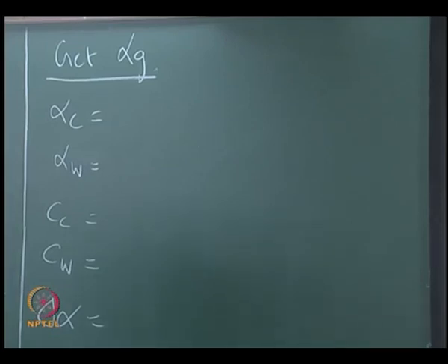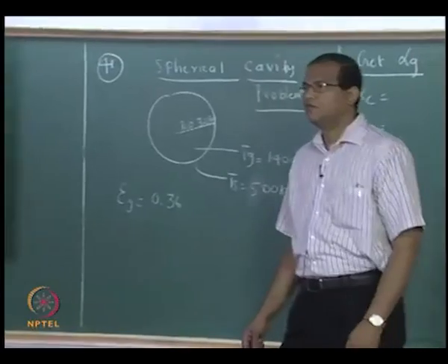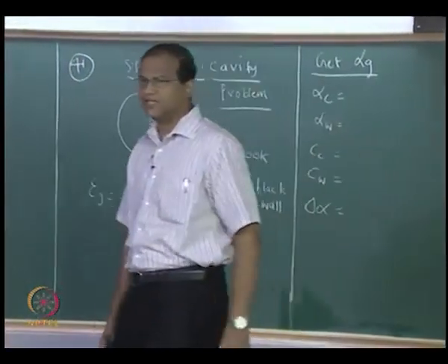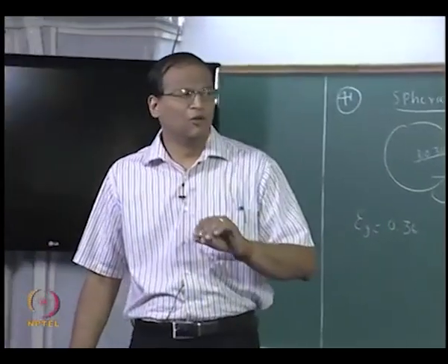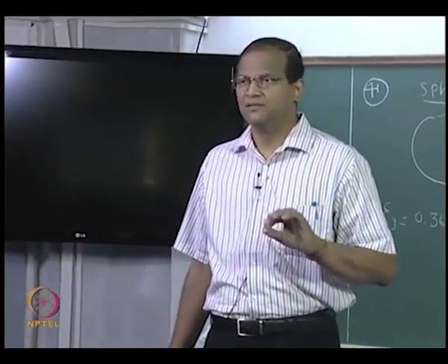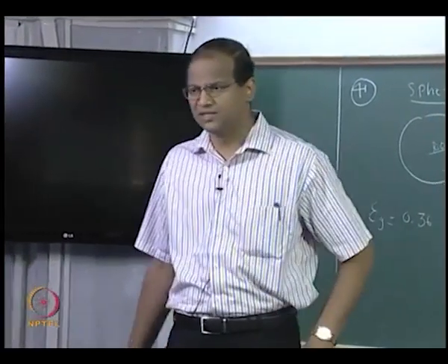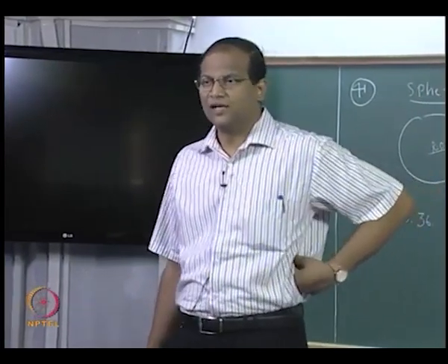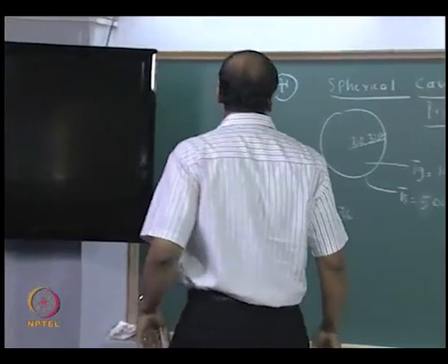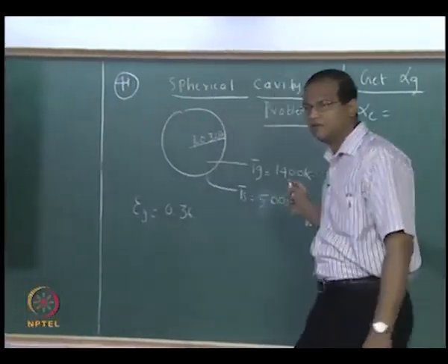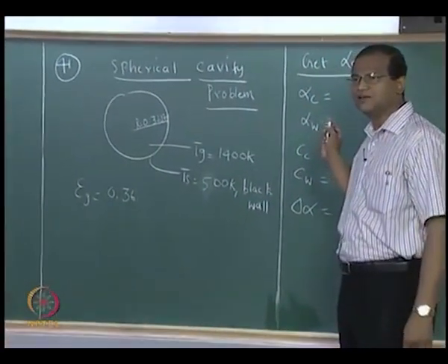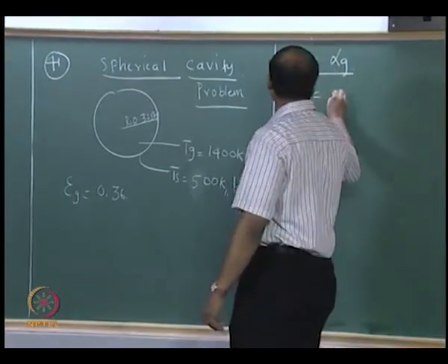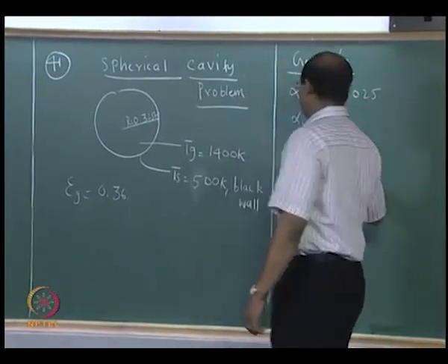Can you tell me all these values? You have to basically employ the same procedure, except that there will be a normalizing factor called Ts by Tg, which takes care of the ratio of the two temperatures, and you have to use the same charts. Shall we go one by one? What was the absorptivity of the carbon dioxide? Did we work it out yesterday? Okay, 0.025.